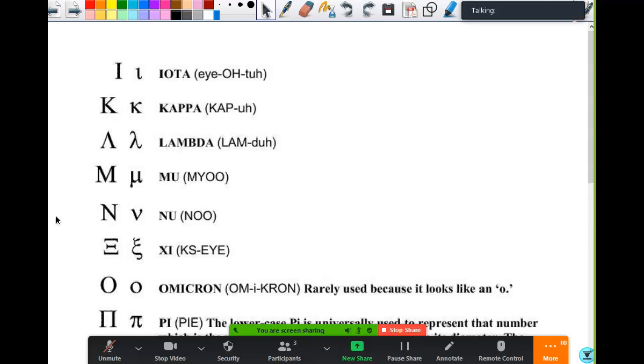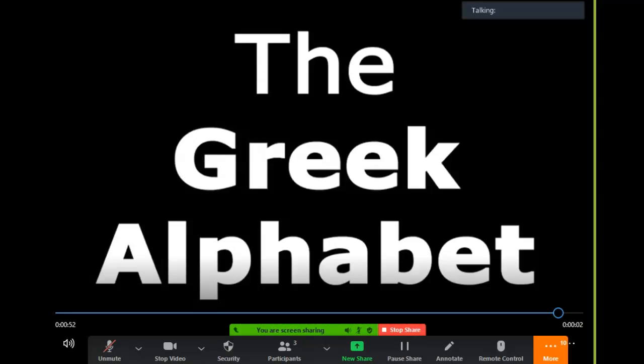And just like there's an ABC song that we all learned when we were itty bitty, there is a song for the Greek alphabet as well. So I'm going to play that for you. And in order to make all this work, I've got to, oh no. Well, I don't know what's going on with Zoom there. But let me turn this off.